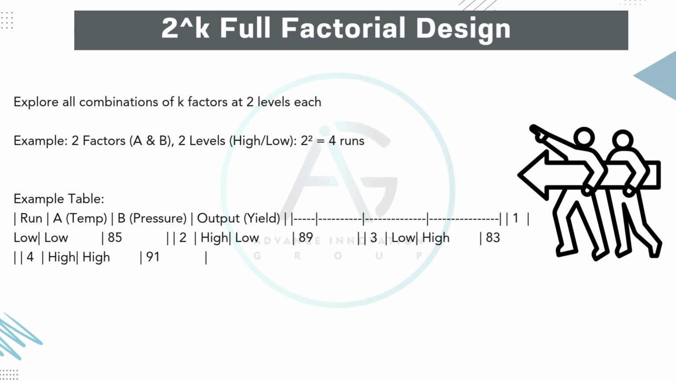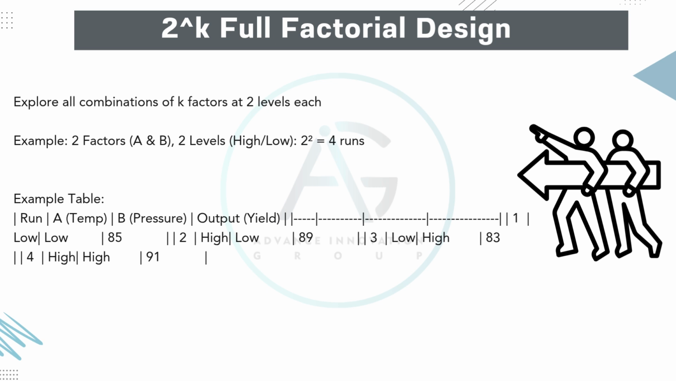Run 2, A is high, B is low, and the output is 89. In run 3, A is low, B is high, and the output is 83. In run 4, both A and B are at high, and the output is 91.